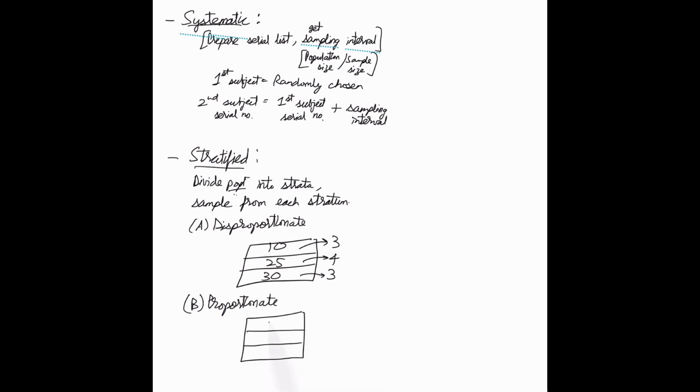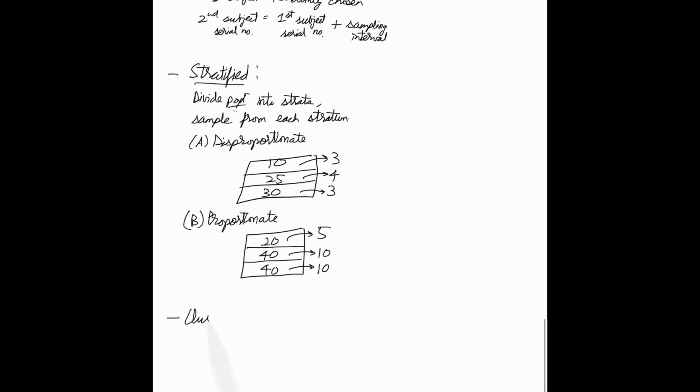So there are three strata, let's assume, with 20, 40, 40 samples in each. So proportionately, we have sampled 5, 10, and 10, so a total of 25 subjects out of a population of 100. The samples selected are proportionate to each stratum. They're kind of representative. That doesn't happen in disproportionate sampling.